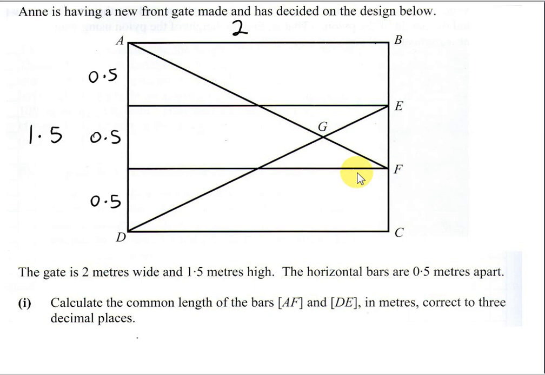So here's AF. And DE is supposed to have the same length as AF. Well, let's look at this red triangle here. It's a right angle triangle. This distance here is 0.5 plus 0.5, which is 1 meter. And the distance from here to here is 2 meters.